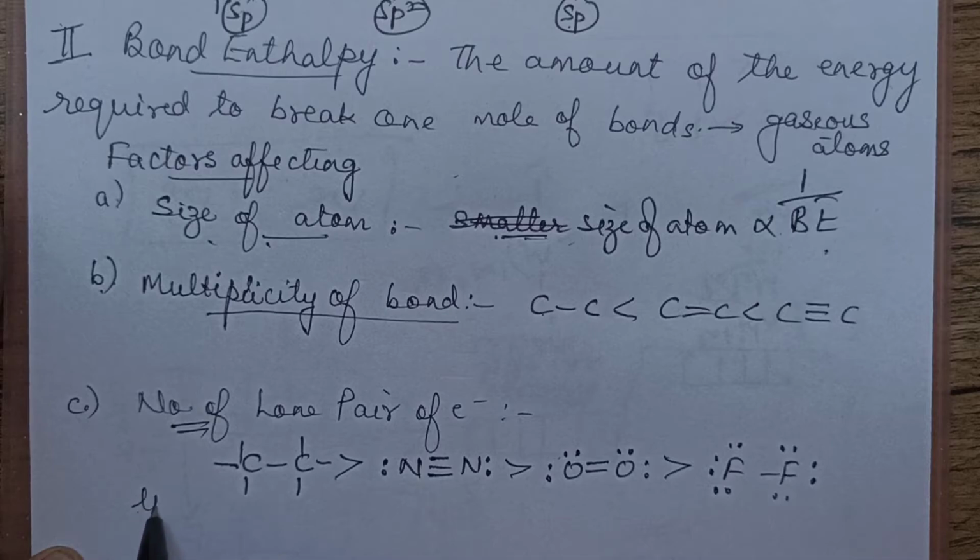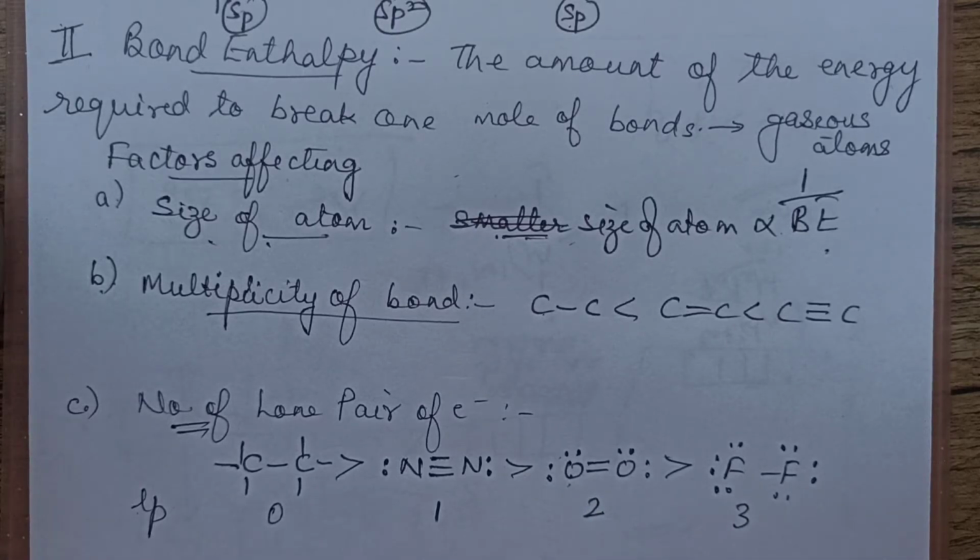Here, how many lone pairs are there on the first one? 0 lone pair. Here, 1 lone pair. Here, 2 lone pairs. On each atom I am talking about. Here, there are 3 lone pairs. So, more the number of the lone pairs, less will be the bond enthalpy.